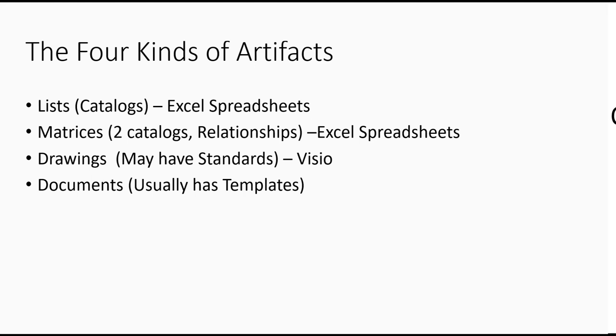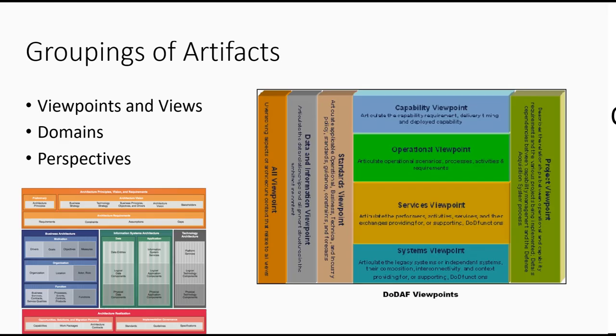Then there are drawings, which have many standards. I'll show you some at the end, and you do those in Visio or Archi or any of the many enterprise architecture tools. And then documents, and these usually have templates. TOGAF says that documents are not a kind of artifact, but here they generally are. Certainly you quite often include them in your architecture when you deliver. So to my mind, anything that you deliver in your enterprise architecture becomes an artifact.